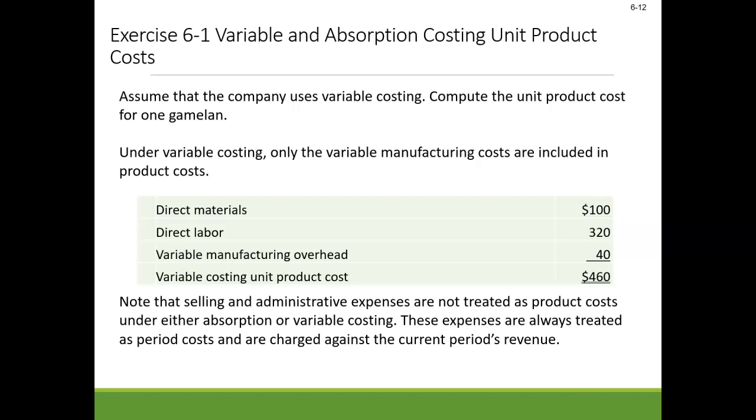The selling and admin expenses are not treated as product costs under either method. These expenses will always be treated as period costs and charged against the current revenues. So the only variable direct product costs are the direct materials, direct labor, and the variable manufacturing overhead. Any selling will always be a period cost under each method.